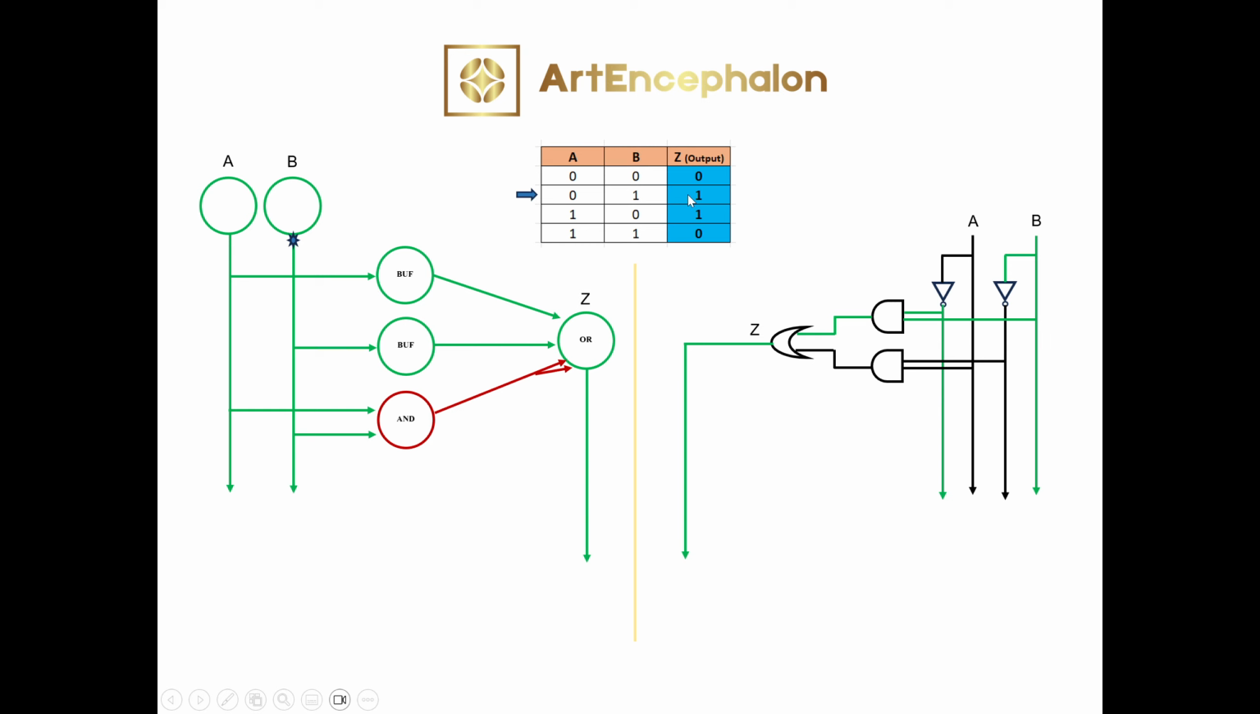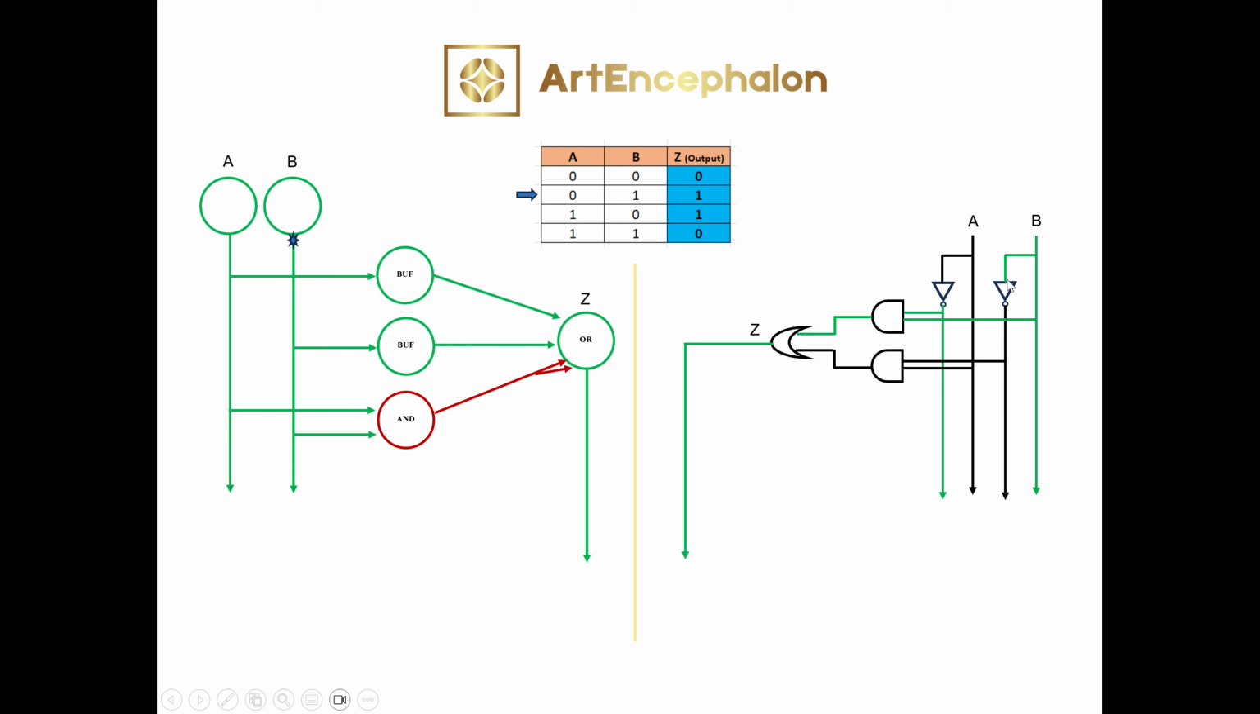The output is expected to be 1. So we look at this circuit and see if it does that. Let's look at this one, the normal logic circuit. So A is 0. So you see it's all black. B is 1. That's why B is green.